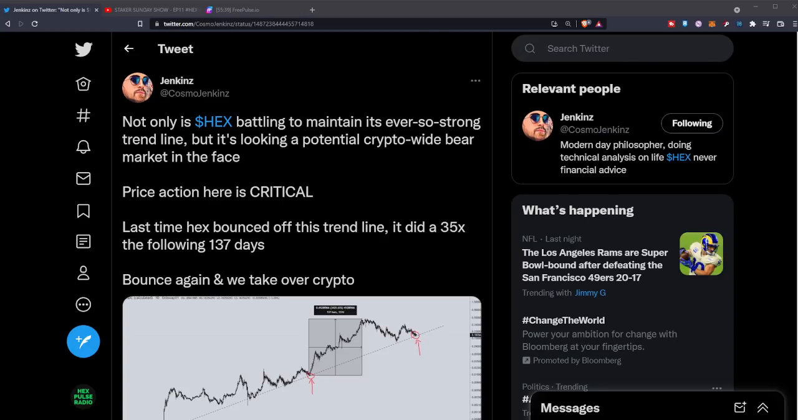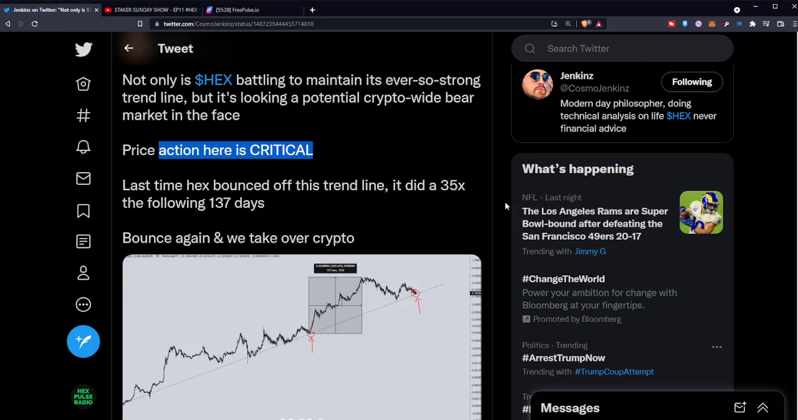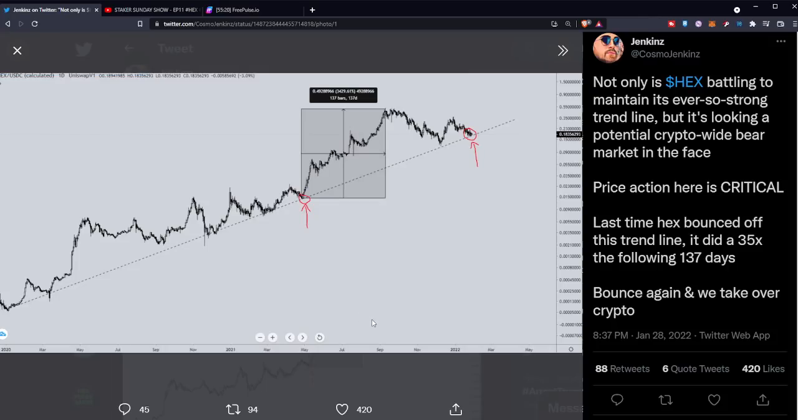Also, I want to start with this tweet from Cosmo Jenkins. Cosmo goes, not only is Hex battling to maintain its ever so strong trend line, but it's looking a potential crypto-wide bear market in the face. Price action here is critical. Last time Hex bounced off this line, it did a 35x the following 137 days. Bounce again and we take over, he says. And he shows the trend line that since early 2020 has held, right? Last time we bounced off this trend line is when Hex did that 35x.